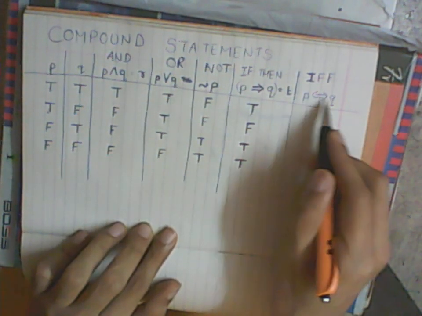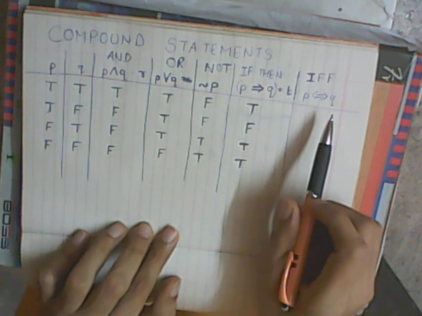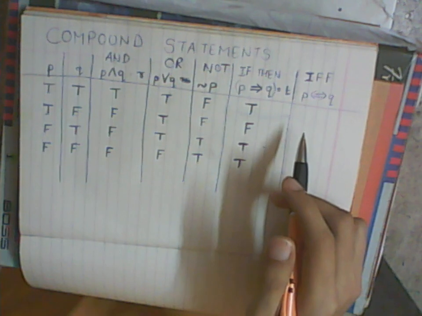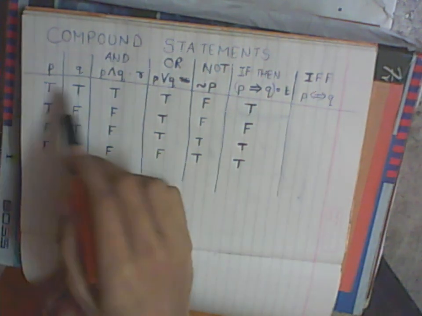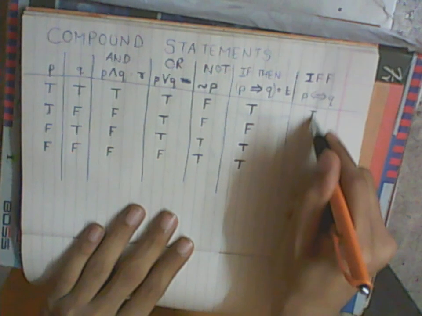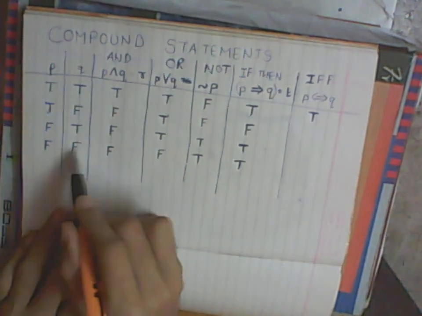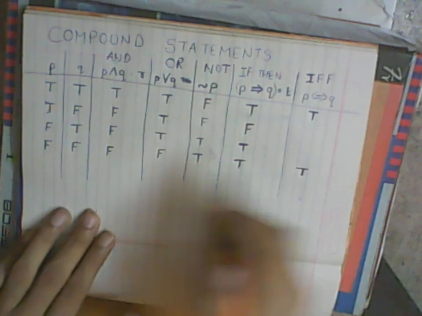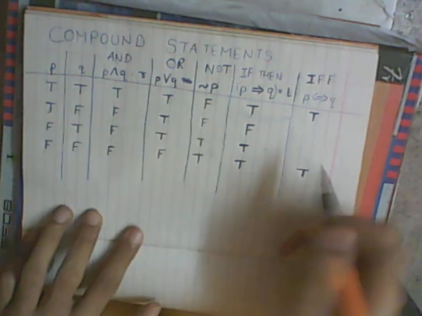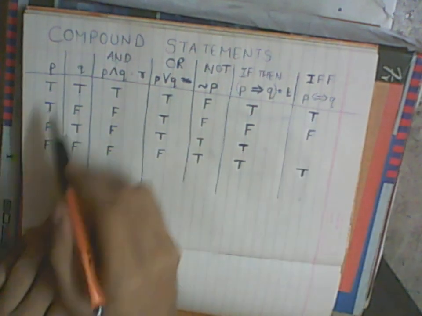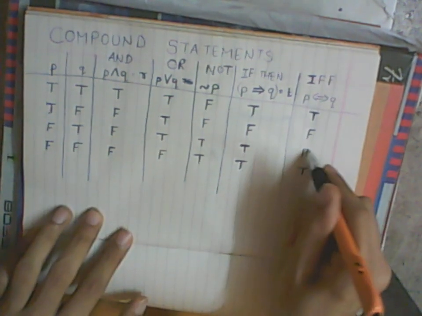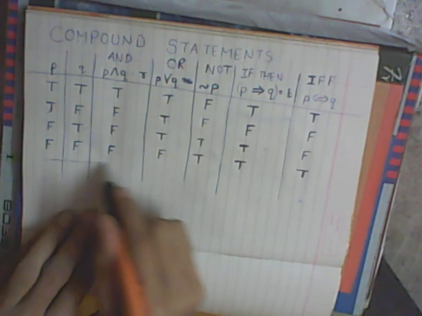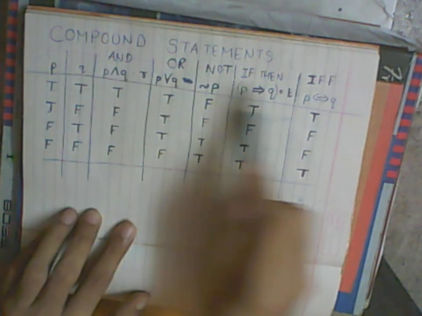So P if and only if Q evaluates to true only if both P and Q are the same. No matter what they are, they have to be the same. So if both P and Q are true, in that case, I will get a true statement. If both P and Q are false, even then I'll get a true statement here. But if one of them is true and the other one is false, I get a false statement. Here one of them is false, another one is true, I get a false statement.